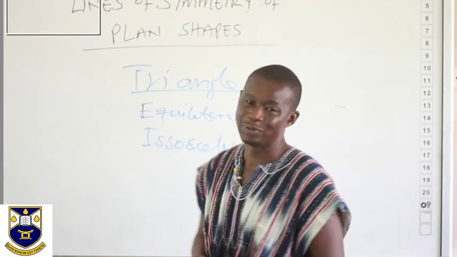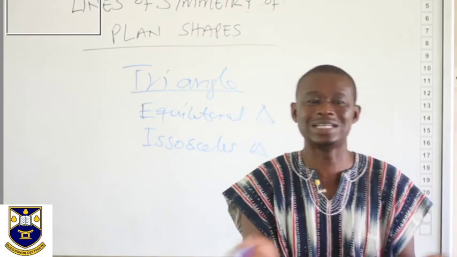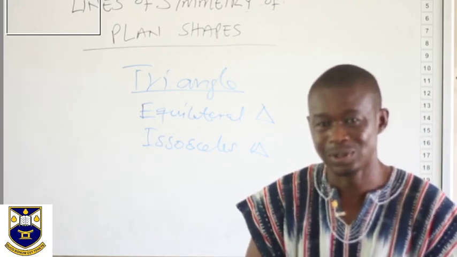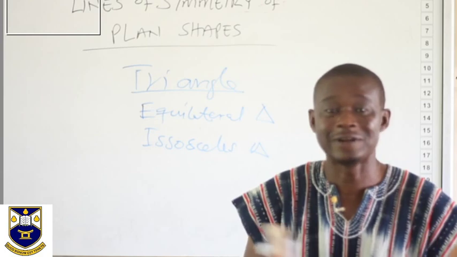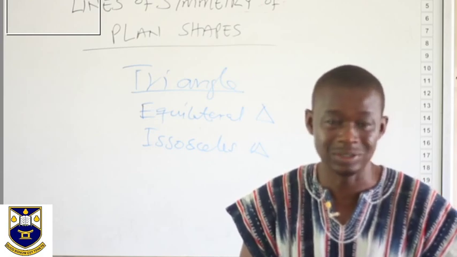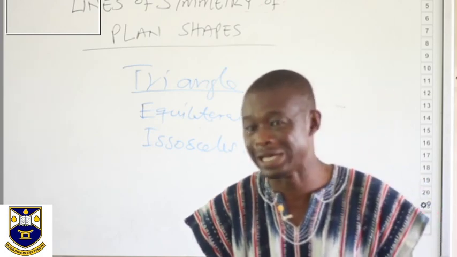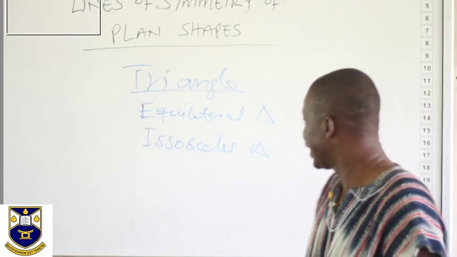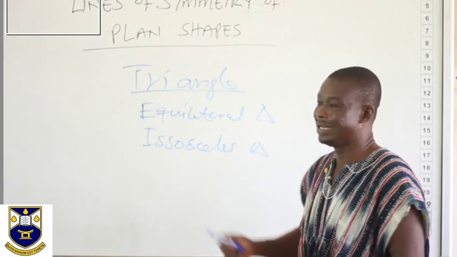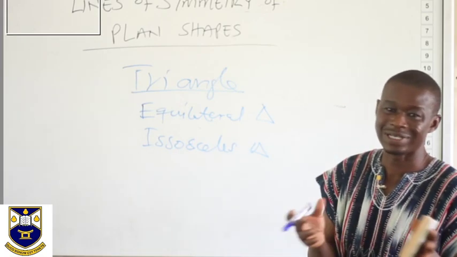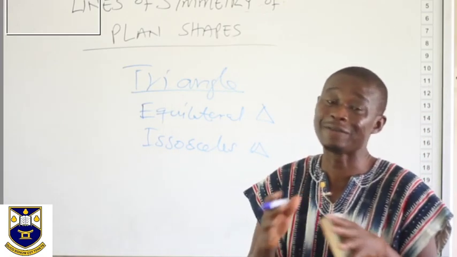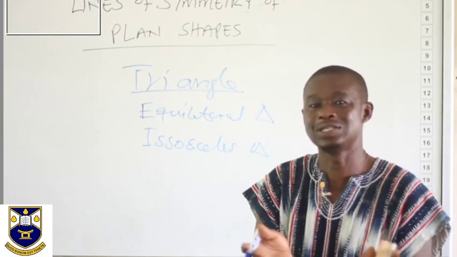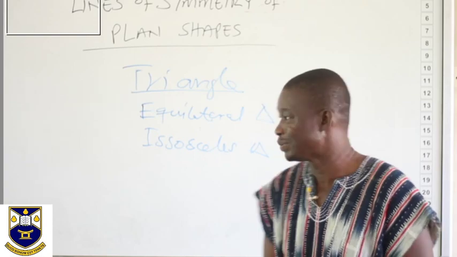We also have scalene triangle. With scalene triangle, none of the sides are equal. I mean, it has different sides altogether. The same thing with the interior angles. So there's no way we can have a scalene triangle where we have two sides equal. It has different angles altogether, and their straight lines too are not the same.